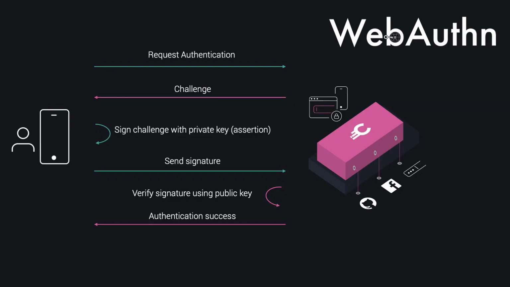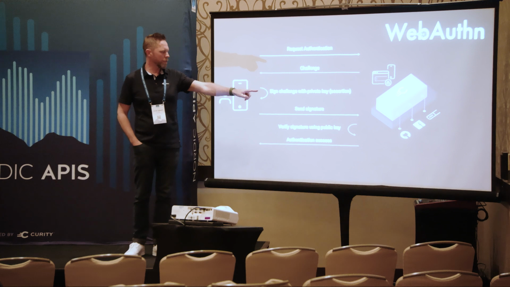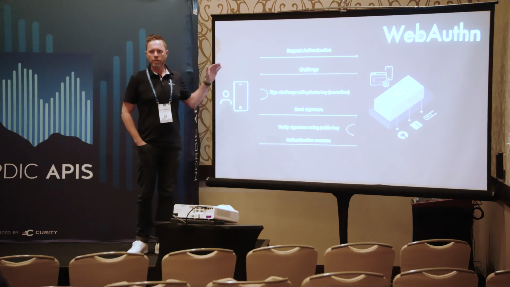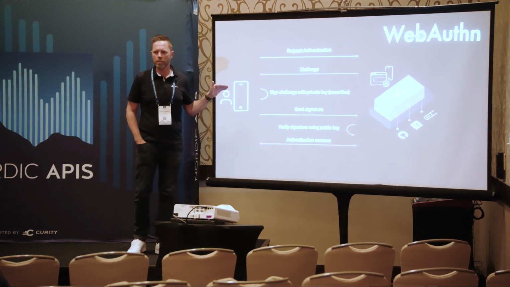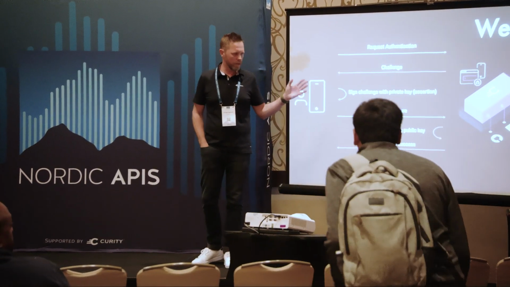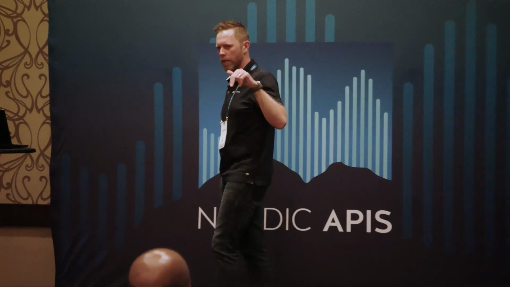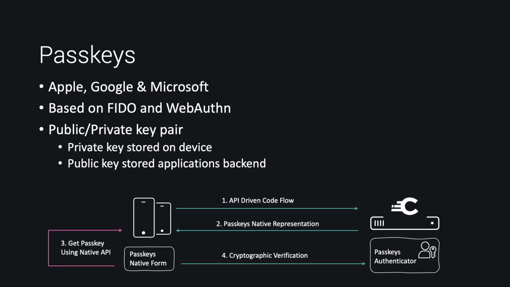The flow of this is something like this. There's a request for authentication. You get a challenge back. The challenge is signed with the private key. That signature is then sent back to the authentication service that verifies it with the public key, and then authentication is successful. So this is the flow of authentication. It's not the flow of registration. Registration is somewhat similar, but it's obviously not exactly the same. You can go to, I think it's WebAuthn.io. They have really good short little videos that explain registration and all these things.